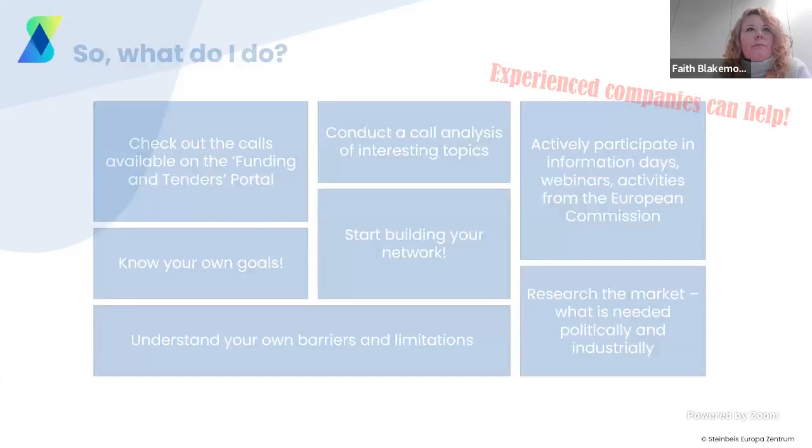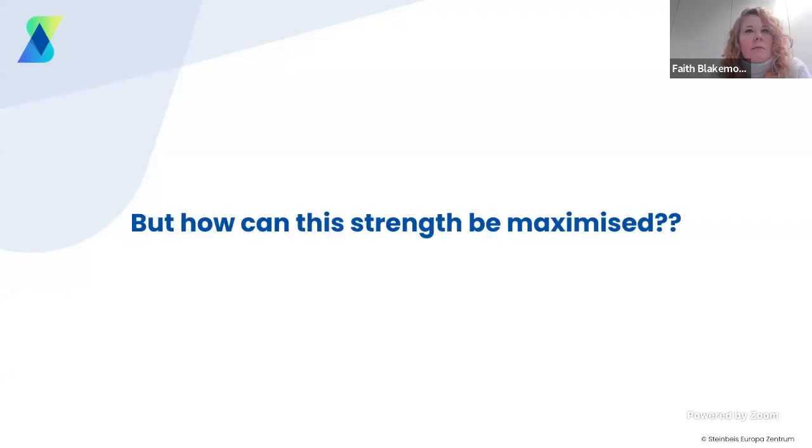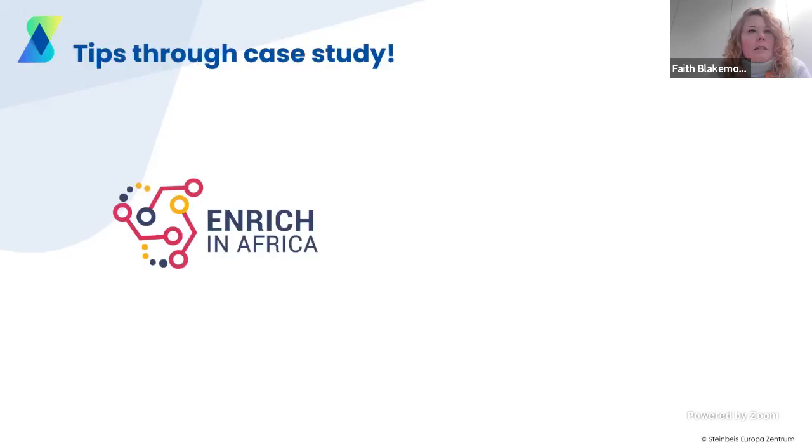But this webinar is not just for me to tell you about how this kind of stuff works. It's about how this stuff can be strengthened and maximized. So that's what I really want to focus on today. I'm going to give you some tips through the case study of Enriching Africa, which is a project that we've been running for the past 3 years. We as Steinbeis are the coordinators of Enriching Africa. And Enriching Africa is a Horizon 2020 CSA project. Horizon 2020 is the work program, which you should know about now, that came before Horizon Europe.